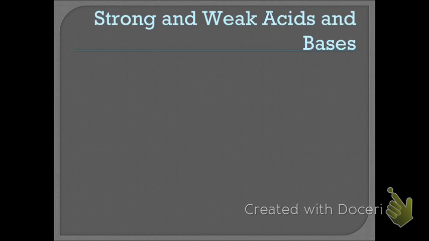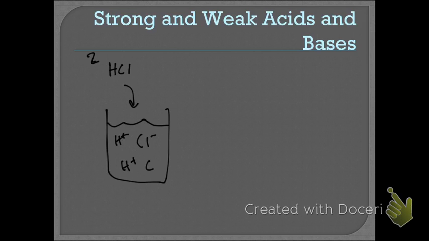If I add 2 particles of HCl and put them in water, they dissociate, they separate. They dissociate into H plus and Cl minus. What makes HCl an acid is that it dissociates and creates this H plus ion, right? But it completely dissociates, meaning all particles of HCl will completely dissociate.